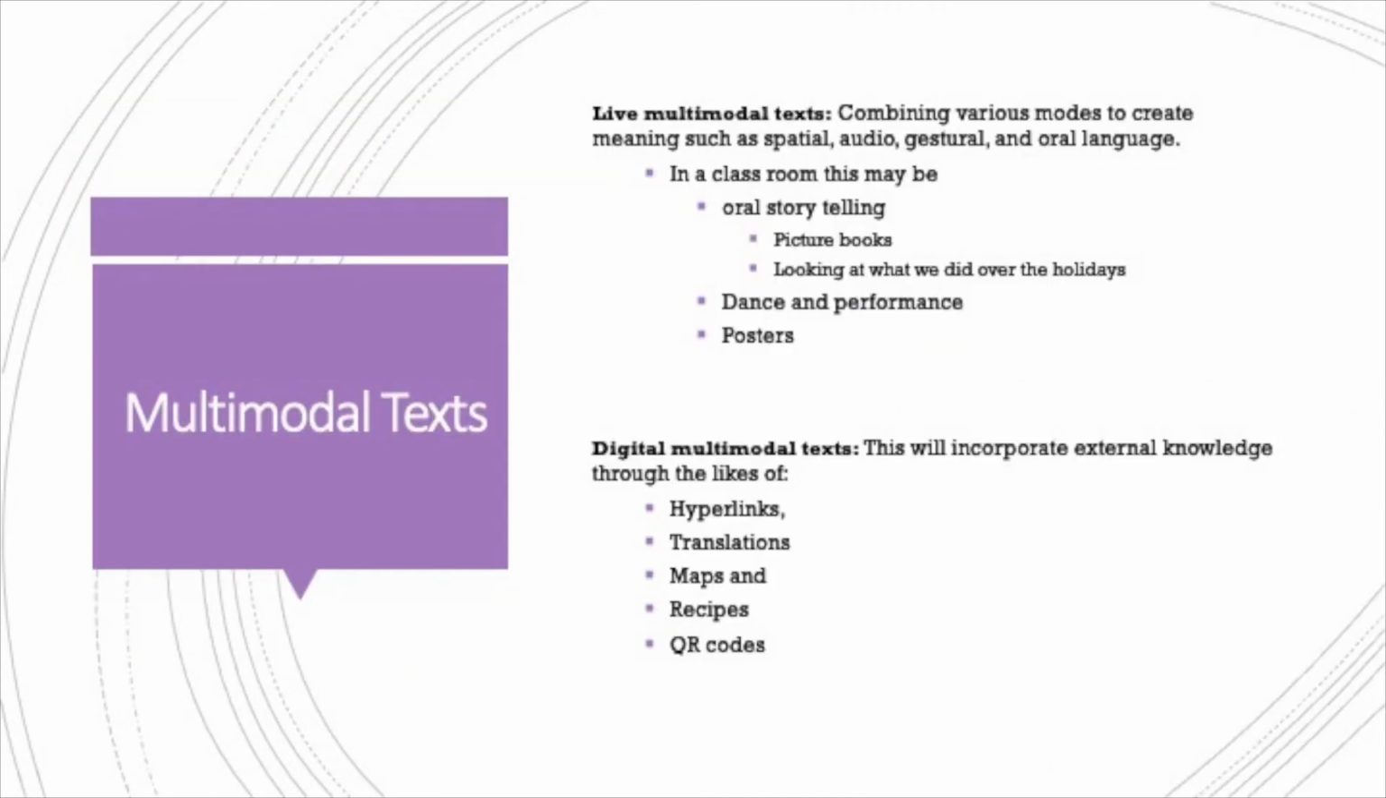Lastly, there are 2 types of multimodal text, live and digital. Live multimodal text combine various modes. This looks like oral storytelling, dance and performances, and even posters. Digital multimodal text use hyperlinks, translations, maps, recipes, QR codes, etc., such as the next link we are going to explore.